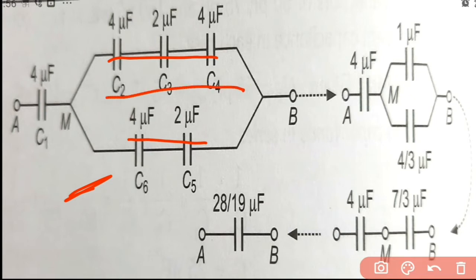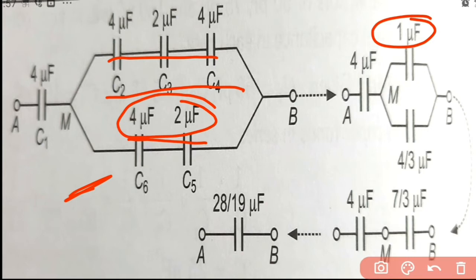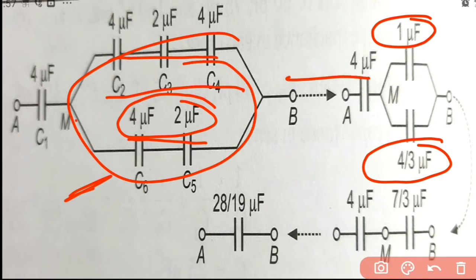If they are in series, what will be the effective capacitance of C2, C3, C4? You have to calculate using the equation 1 by Cs is equal to 1 by 4 plus 1 by 2 plus 1 by 4. Doing the calculation, you will get 1 microfarad. Likewise, the series combination of 4 and 2 microfarad gives 4 by 3 microfarad. So this diagram reduces to this one.